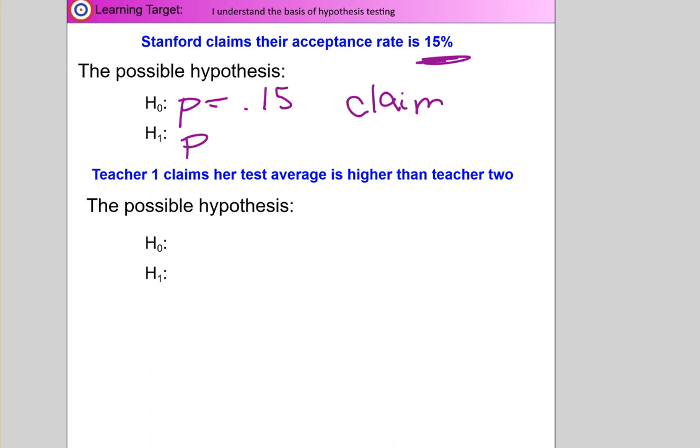The alternative hypothesis: if your claim is your null hypothesis, then the alternative is the opposite. In this case, our null hypothesis was that it was equal, so our alternative is going to be that it does not equal 0.15. I apologize for my terrible handwriting. But our null hypothesis, that it is 15%, is the claim we made. So our alternative is the opposite of that.